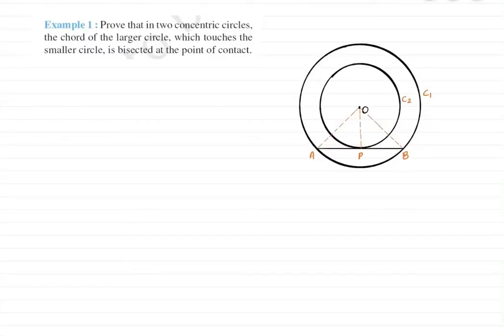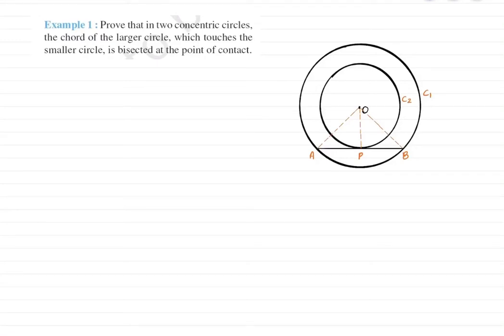In this video, we'll be looking at example 1 from the chapter circles. So I'll begin with reading the statement. Prove that in two concentric circles, the chord of the larger circle, which touches the smaller circle, is bisected at the point of contact. Okay, so based on this, let's first create a diagram.